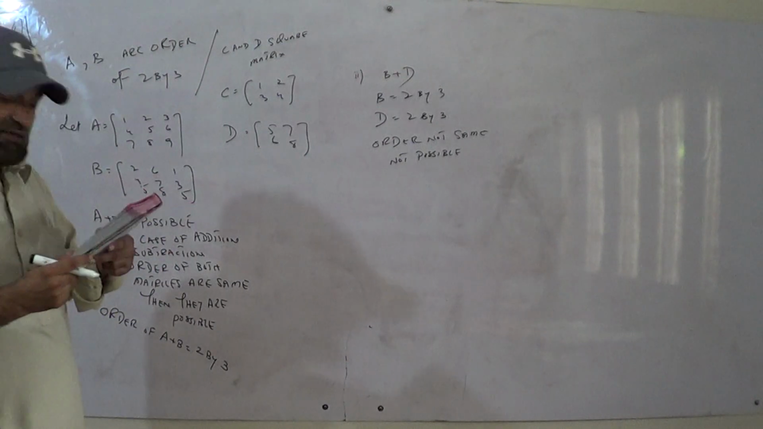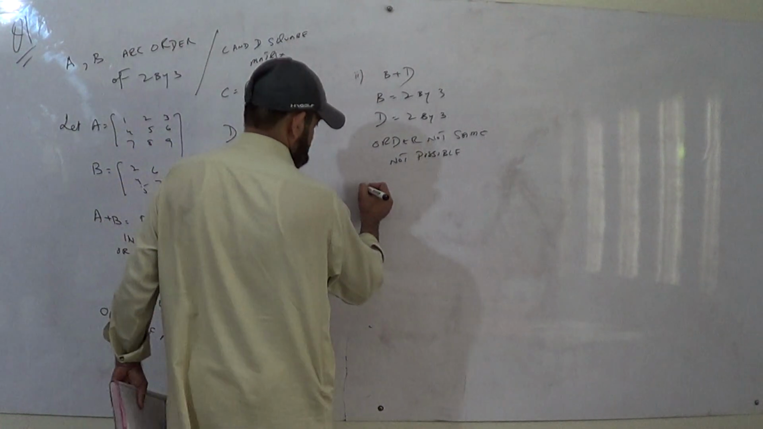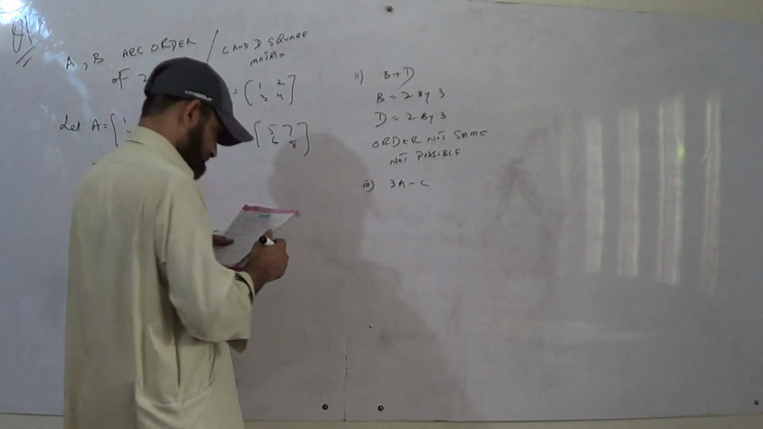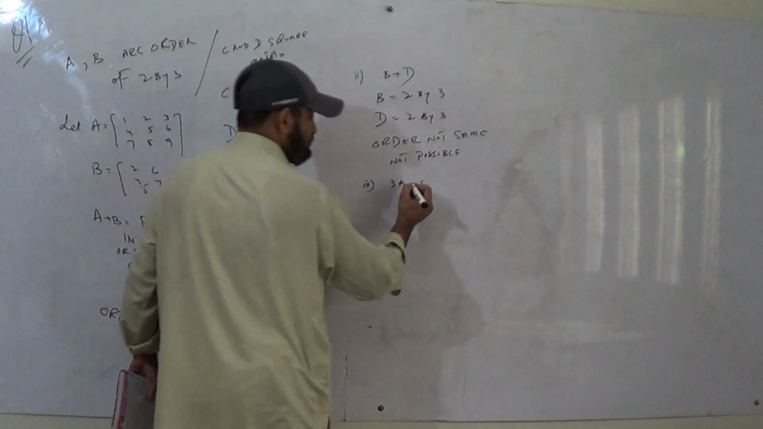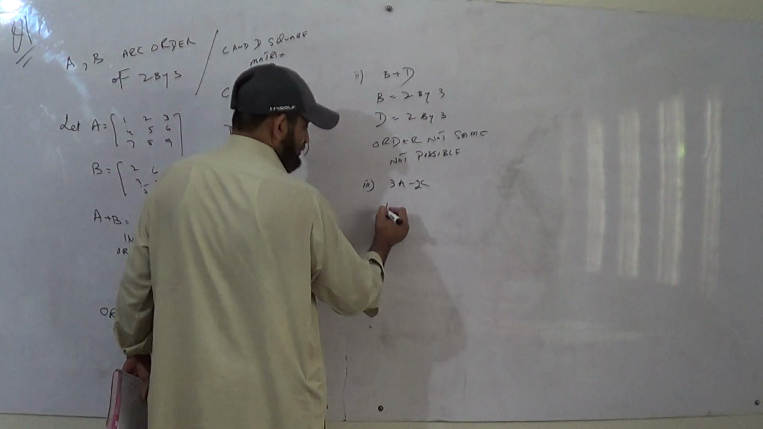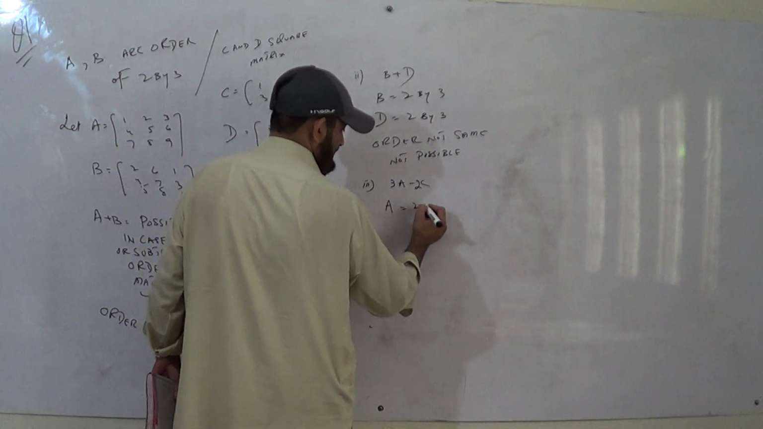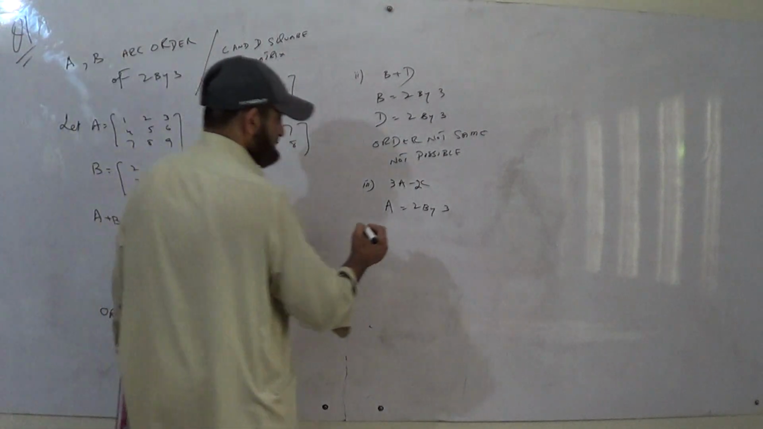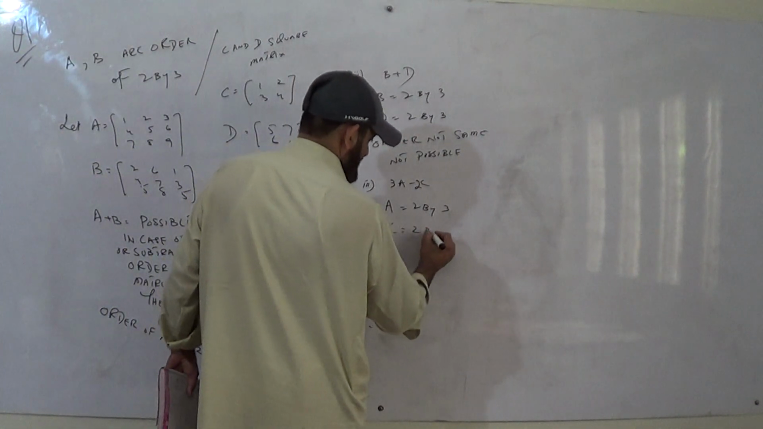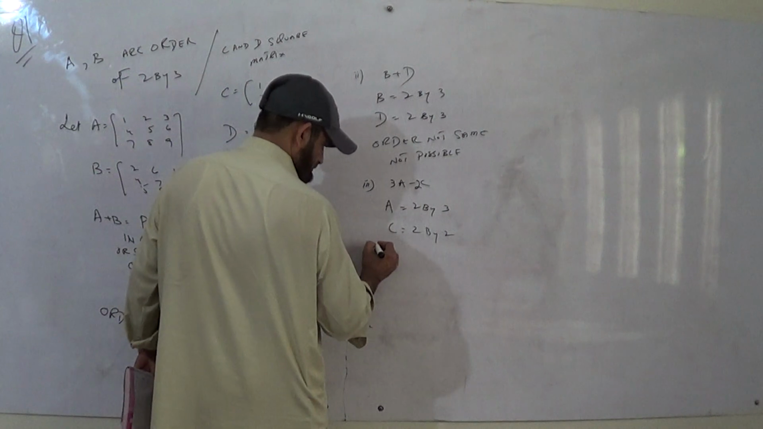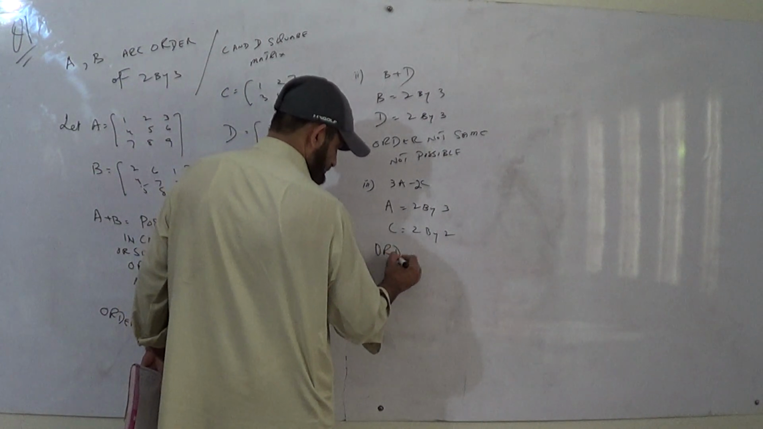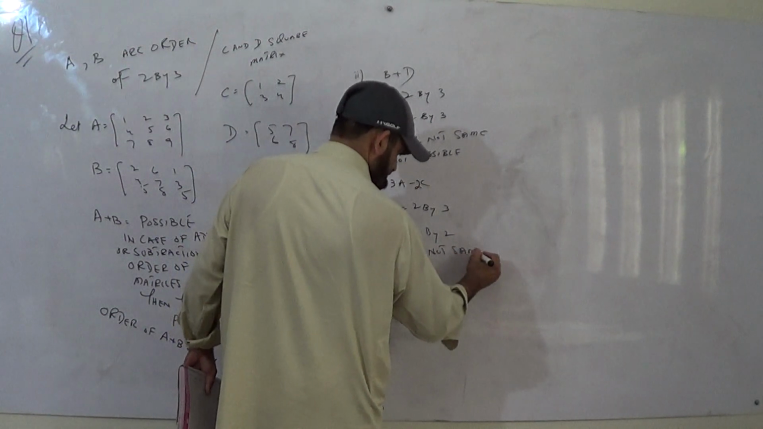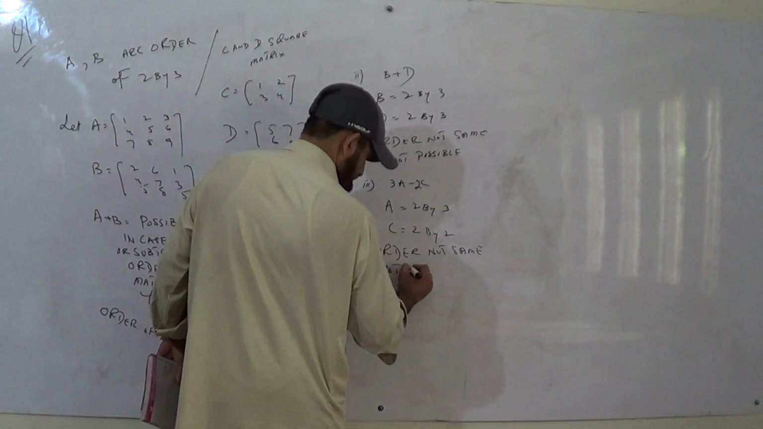Now, part number 3. 3A minus 2C. The order of A is 2 by 3 and the order of C is 2 by 2. Order not same. Not possible.